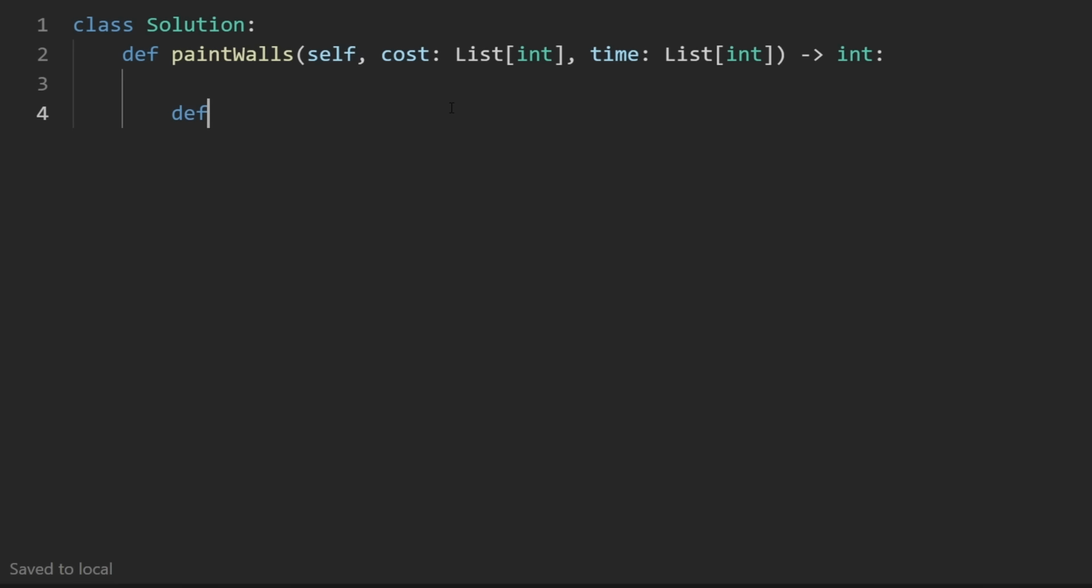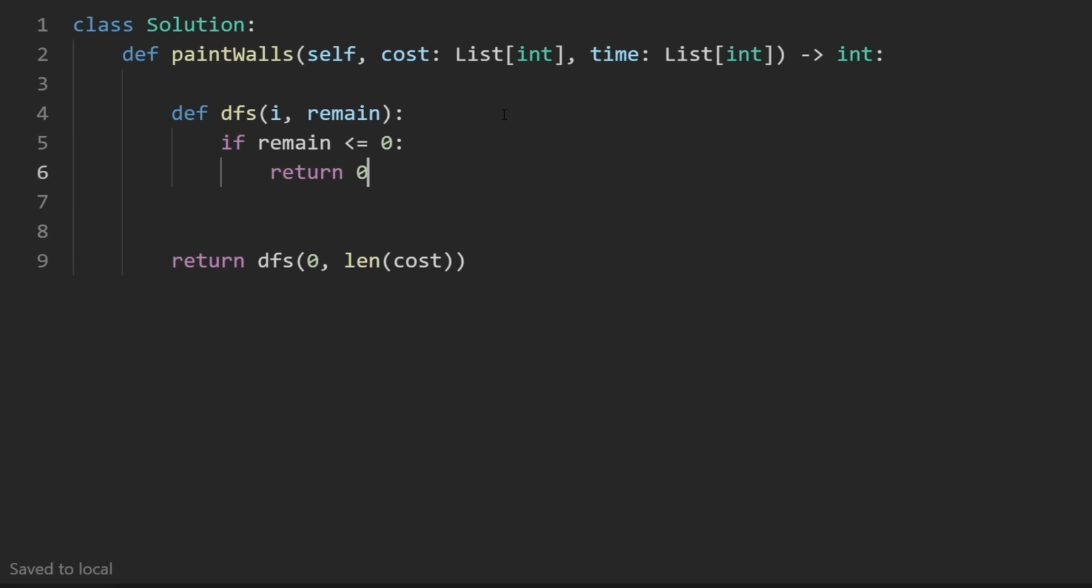Okay, so I'm going to write out the recursive function. I usually call it DFS, and the two variables we talked about, i and remain. And I'm actually just going to pass those in as I call DFS down here. We know we're starting at index 0, and initially remain is going to be the number of walls we have. So we can take either the length of cost or the length of time. And we mentioned that the main base case here is going to be if remain is less than or equal to 0. In that case, we're going to return 0.